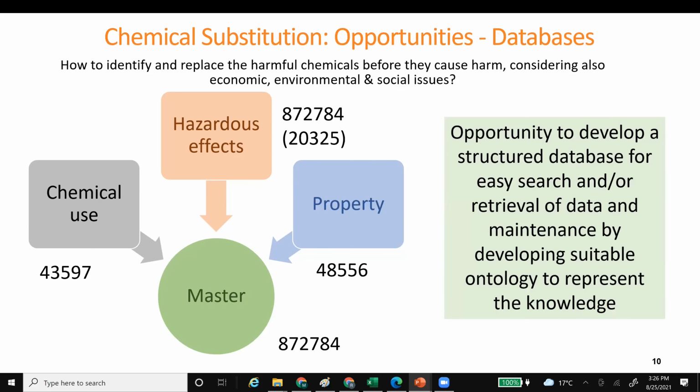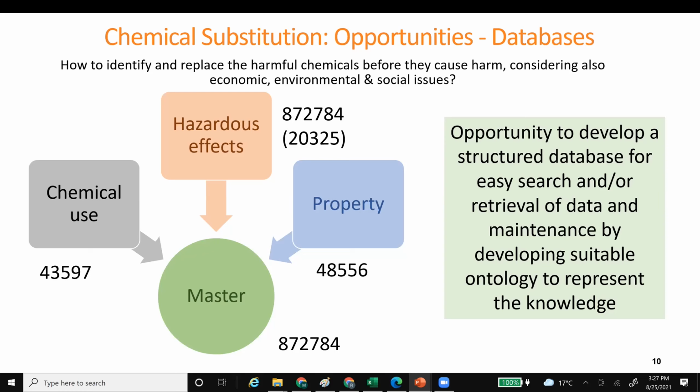So here is the opportunity, if process systems engineering and others want to develop something that others can use: an opportunity to develop a structured database for easy search and retrieval of data, with maintenance by developing a suitable ontology to represent the knowledge. It should be possible to search in the forward direction, giving a chemical, find all the information, or in the reverse, giving the information with respect to hazardous effect or property or use, and find the chemicals. Both should be possible.